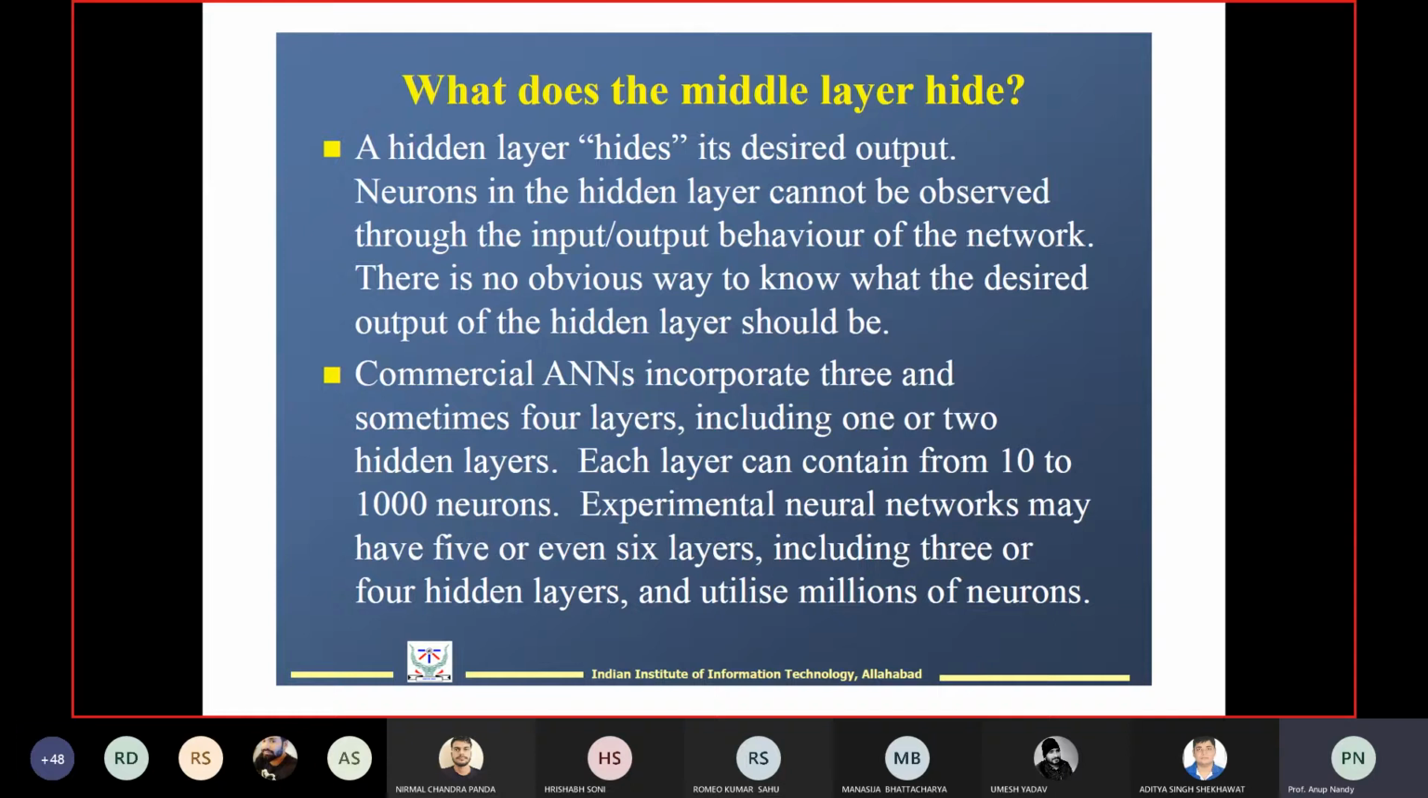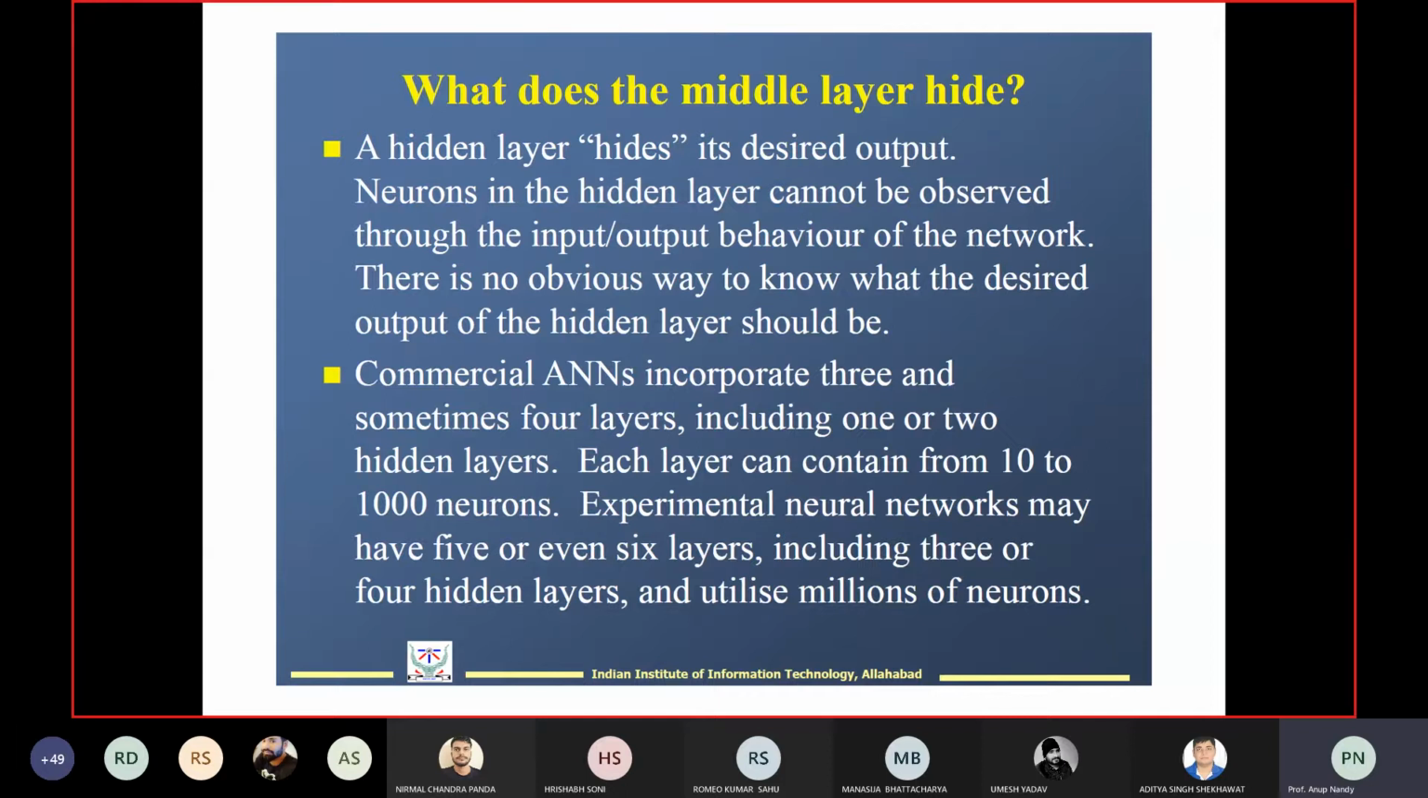And while minimizing this error, the parameters like the weight W and bias V will be tuned in such a way that the error will be minimized. So that is the main objective. Okay, the commercial NN incorporates 3 or sometimes 4 layers, including 1 or 2 hidden layers, and each layer will contain from 10 to 1000 neurons. So it is entirely heuristic.